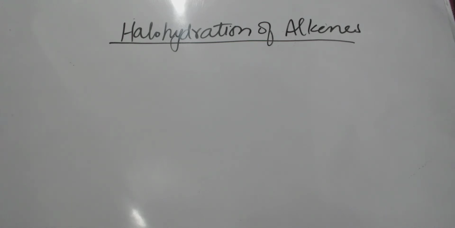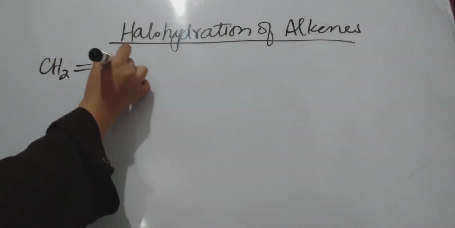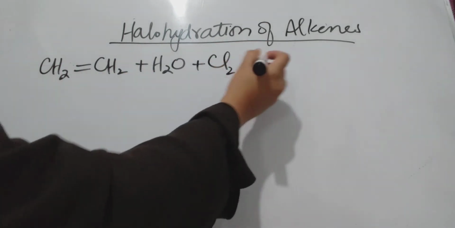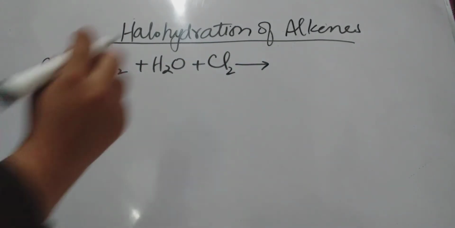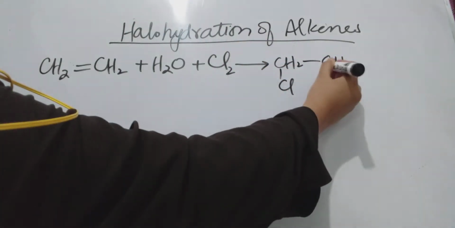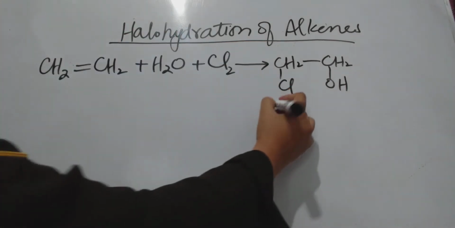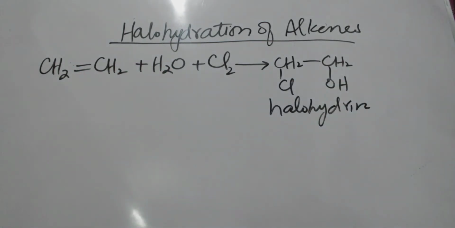Let me write down the simple reaction in front of you. You have ethene, and in the presence of water and halogen, there is the addition of OH and Cl at two consecutive carbons, Cl and OH. This compound having the hydroxyl group and chloro group side by side within the same molecule is known as halohydrin. So, how does this compound form?